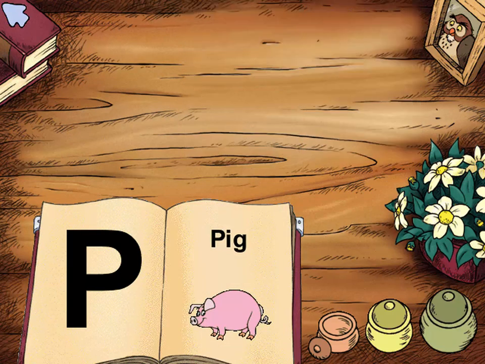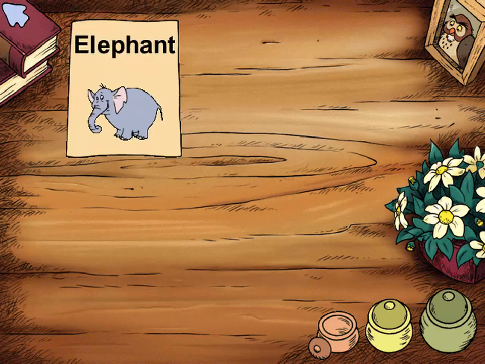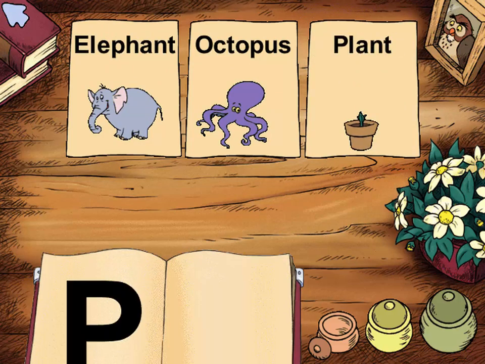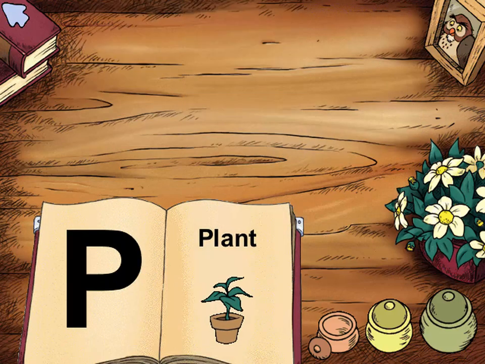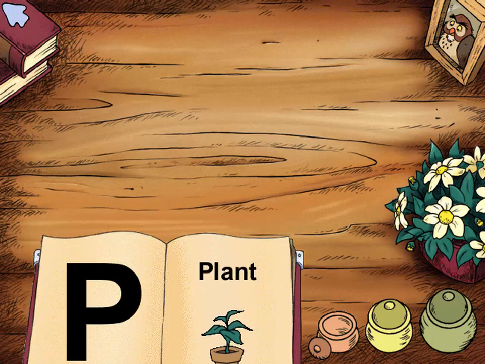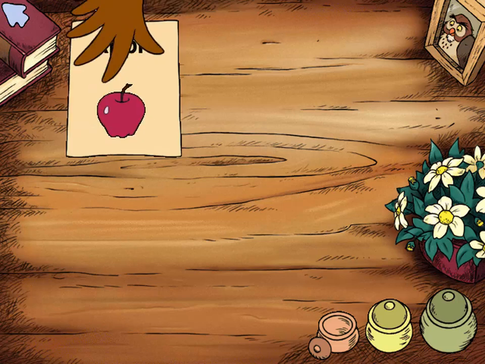Brilliant! P. Pig. Pigs are such messy creatures. They love to roll around in the mud. More words await you, my friend. P. Plant. I grew a beautiful plant. I have quite a green thumb, or a wing, if I do say so myself. Oh, you are quite good at this. Let's match some more words and pictures, shall we?